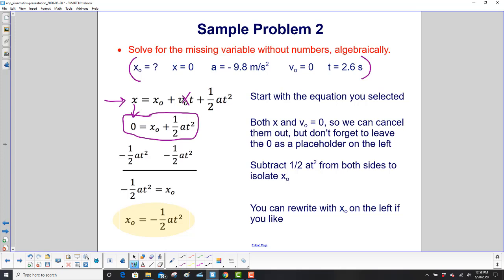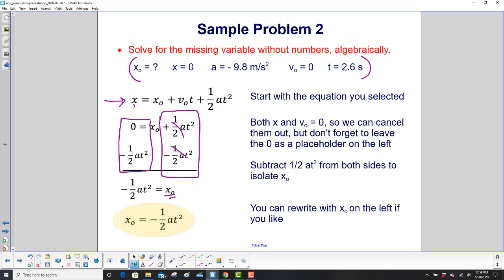What do we have to do now? We'd like to get x0 all by itself. So let's subtract 1/2 at squared from both sides. Let me just erase this box so I can illustrate that. Here we go. Subtract 1/2 at squared from both sides. And what happens to the right side? Well, it goes out. We're just left with x0. But we subtracted 1/2 at squared on the left side, however you want to say it. We're solving for x0, so we're going to switch the equation around.